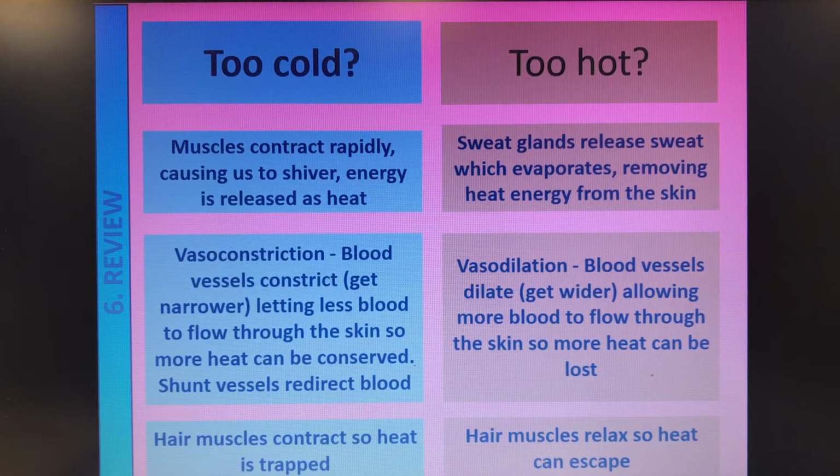If we're too hot, then sweat glands release sweat, which evaporates, and we saw how the sweat gland is kind of knotted around the capillary. Vasodilation, where the blood vessels dilate, they get wider because those muscles either side have relaxed. And then we also talked about the hair muscles relax so that the heat can escape. That's when our hairs lie flat.